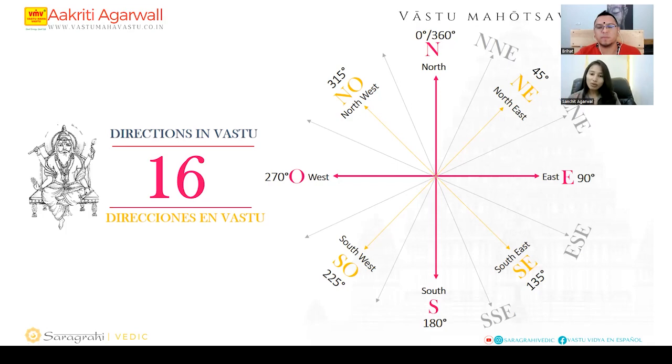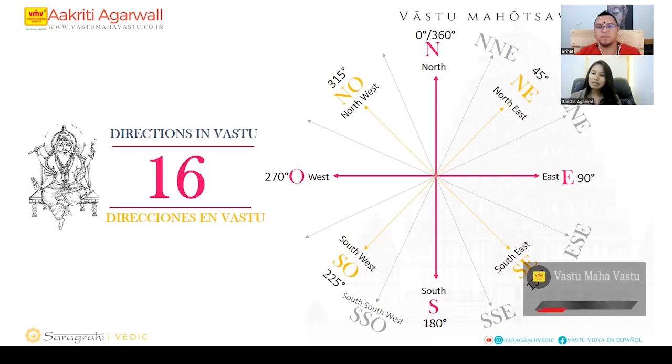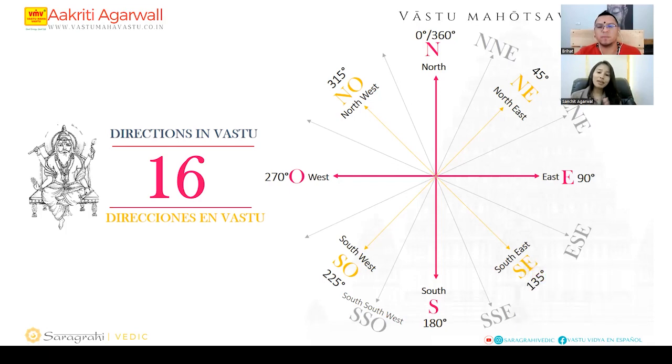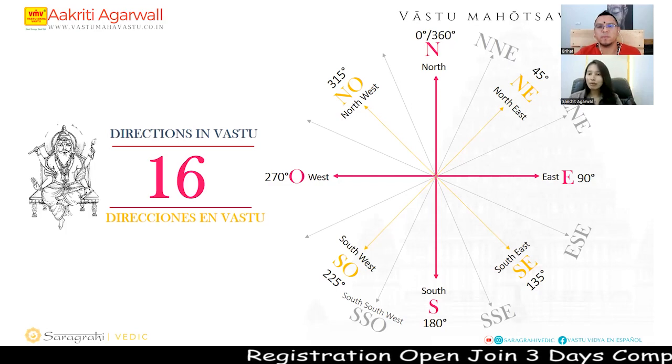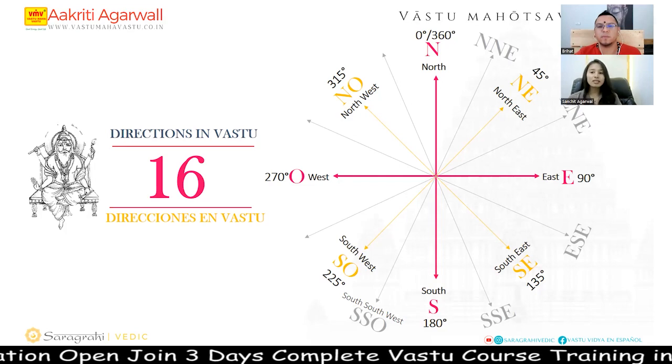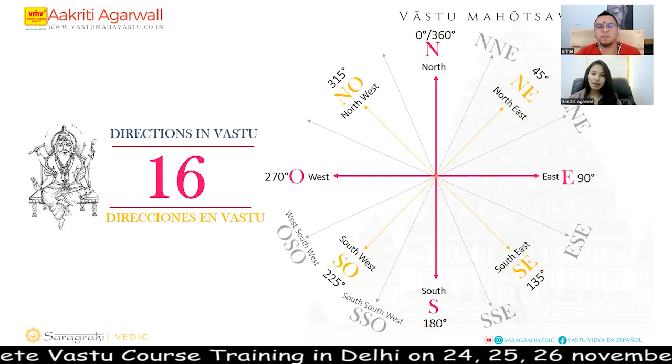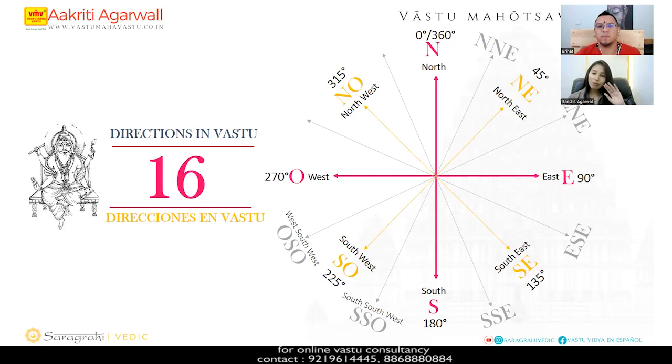Now, between south and southwest, we will be making one more direction, which is known as SSW, south-southwest. Why south-southwest? Because it is near to south and far away from the main direction, that is west. South-southwest, right? Now, from south-southwest till southwest, then from southwest till west, we'll be making one more direction, which is known as WSW, west-southwest.